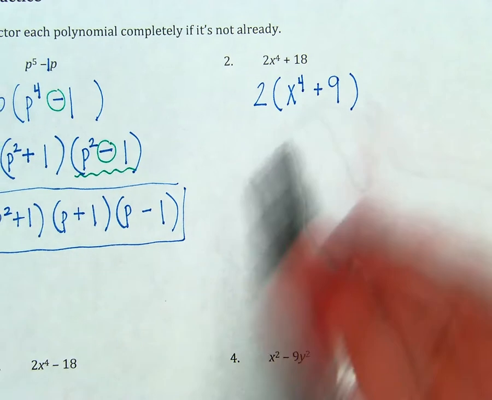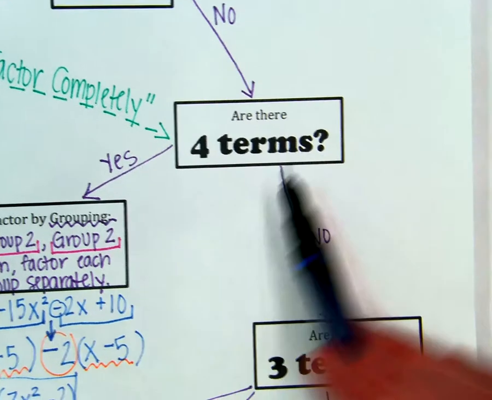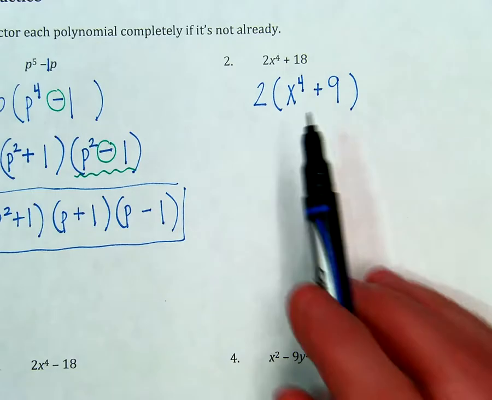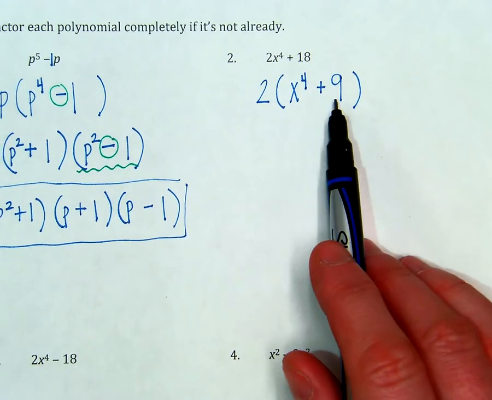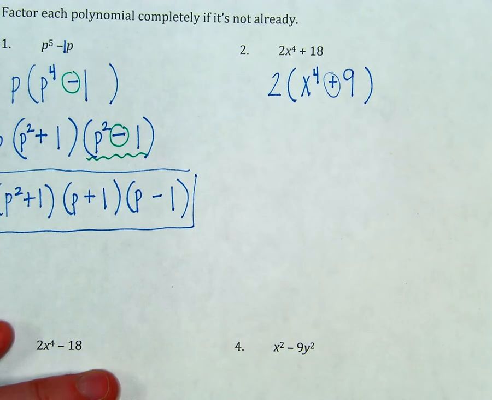And then let's see, if I follow my flow chart, after I take a GCF out, I'd have to ask myself, are there 4 terms? No. Are there 3 terms? No. Are there 2 terms? Yes, there is, but it has to be a difference of squares for that to work. And if you see, I have a plus sign there, not a difference problem.